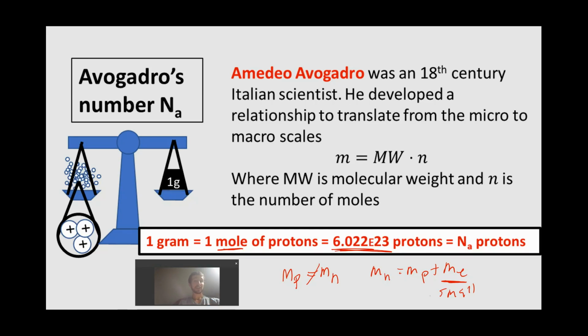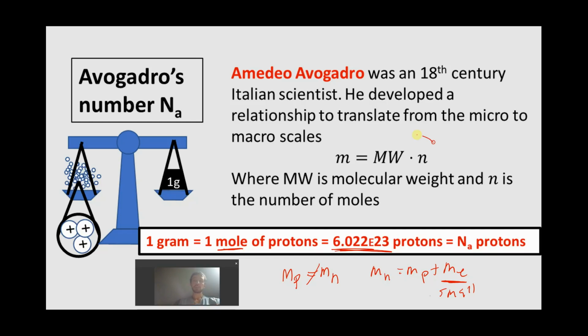Now, why do we need to know this? Well, that works for protons, but what if I want to go from, I don't know, oxygen to mass? Like, how many moles of oxygen do I need to get 40 grams of oxygen? Or if I have 40 grams of oxygen, how many oxygen atoms are there?